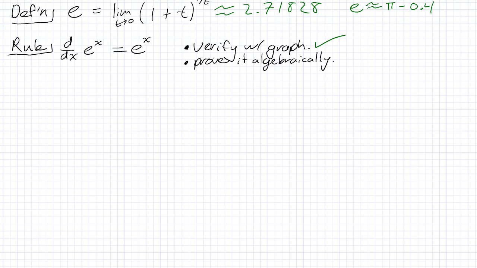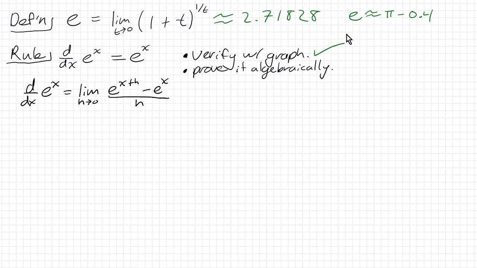So let's prove it algebraically using the limit definition of the derivative to make sure that it's actually exactly right, which is this. We have the derivative of the function is just the limit as h approaches 0 of e to the x plus h minus e to the x, over h. And here the next step is we can factor out the e to the x from the top of this, as we'll see.